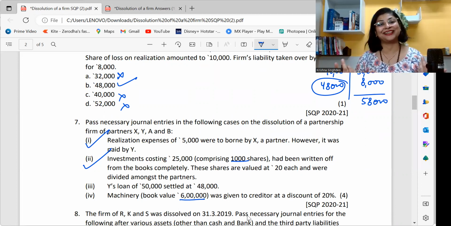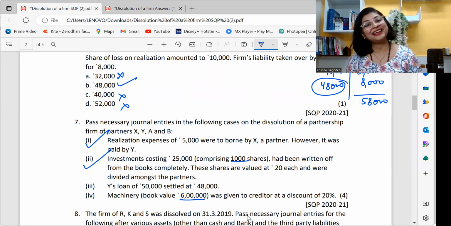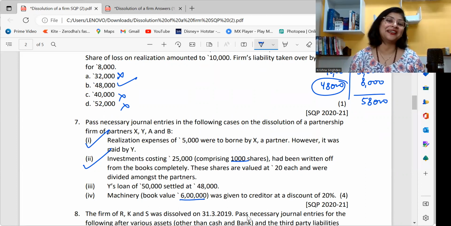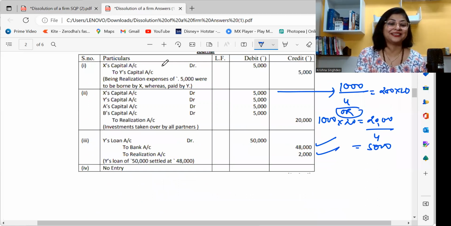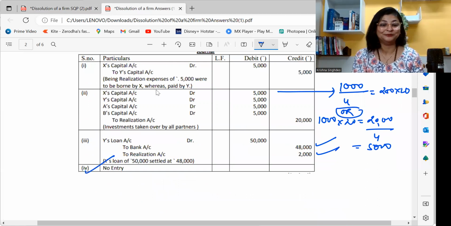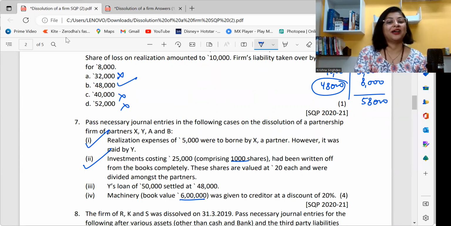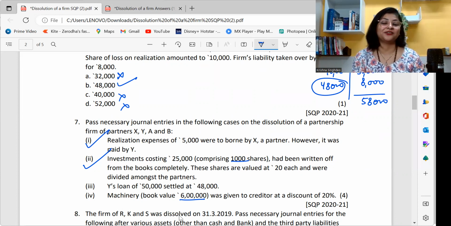So what entry can be passed? If we try to pass the entry, it is going to be realization account debit to realization account, which is against the double entry rules principle. So we cannot pass the entry. That is why our answer is going to be no entry. As you can see over here, it is written no entry. Okay, so I hope students you understand this question, you understood very well.